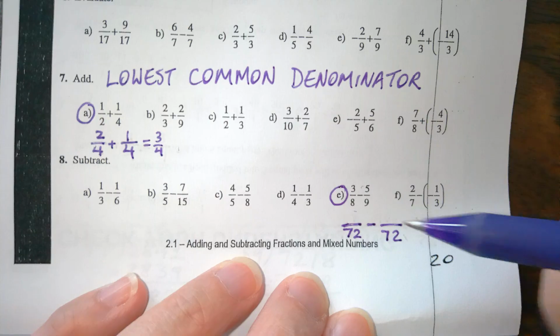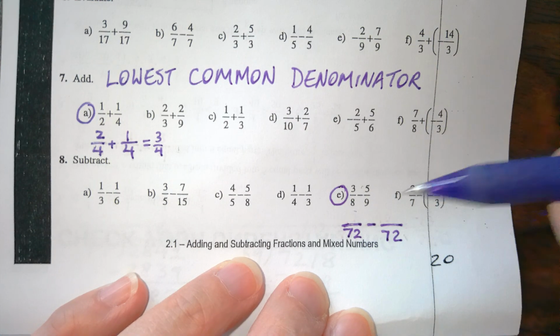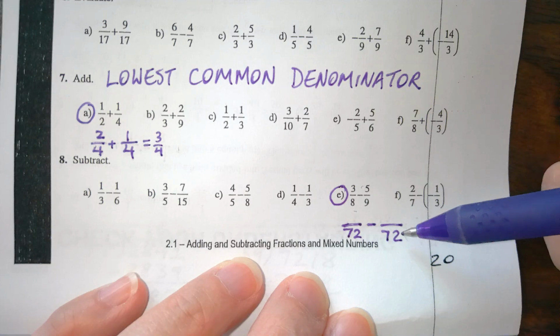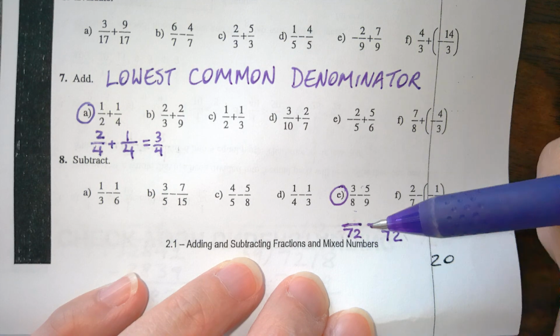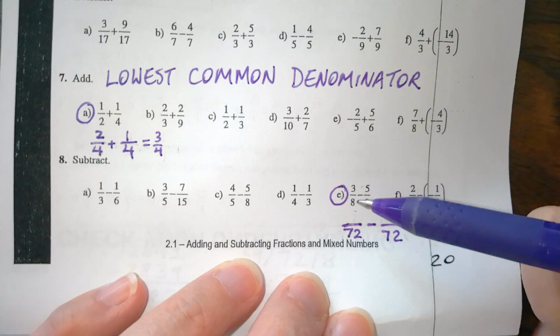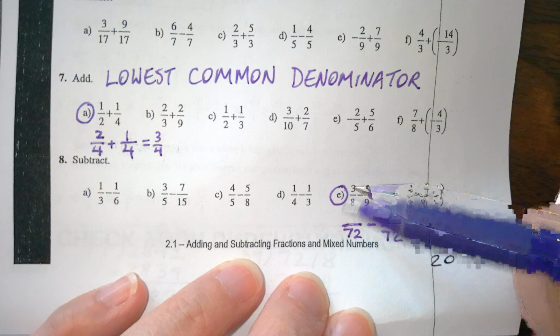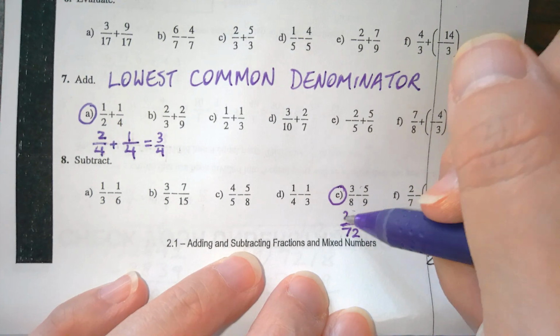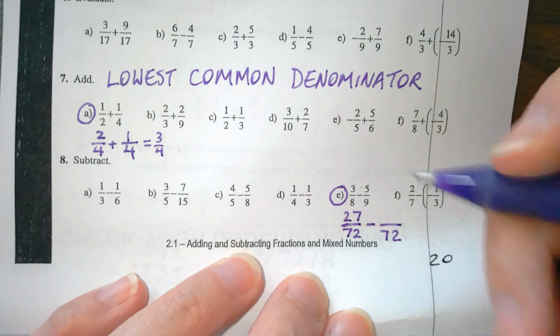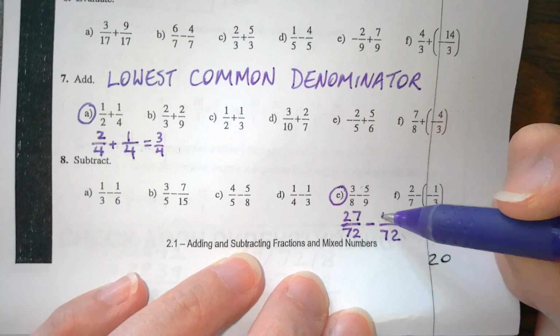Okay, so this is how I always like to set it up because I want to change this fraction to something over 72. I want to change the second fraction to something over 72. And in between, I'm subtracting. So it just sets it up nice and neatly so then I know what I'm trying to do next. So equivalent fractions, 8 times 9 gives you 72. So 3 times 9 gives you 27. Okay, 9 times 8 gives me 72. So 5 times 8 gives me 40.